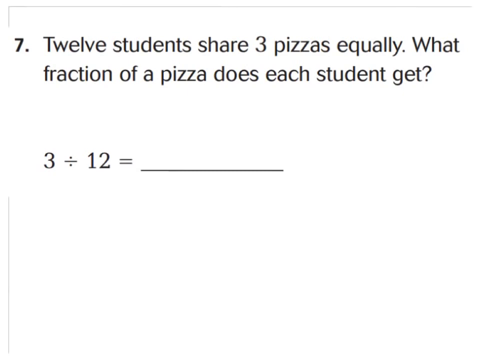All right, let's look at number 7. It says 12 students share 3 pizzas equally, so we know we're dividing. How many pizzas are there? There's 3. So it'll be 3 pizzas divided by 12 friends. What fraction of a pizza does each student get? They'll get 3/12. Here's a model why.